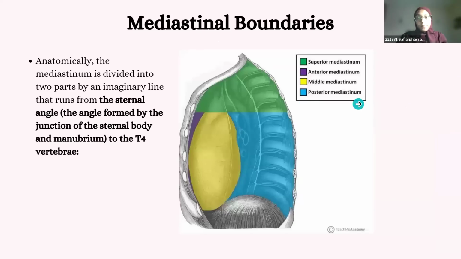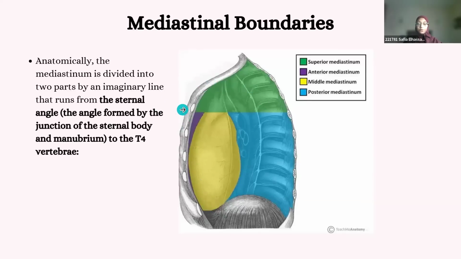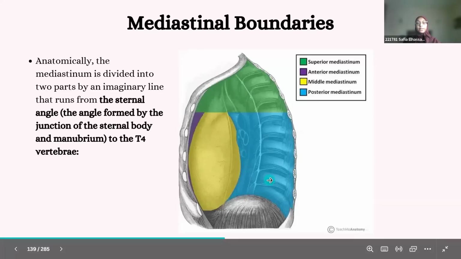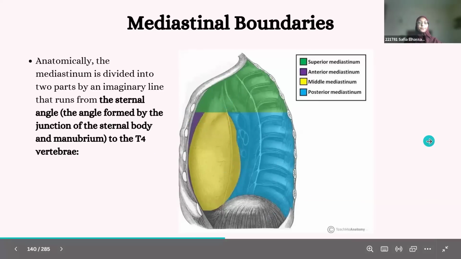All right, so let's talk about the boundaries. So first of all, the mediastinum can be divided into superior and inferior by an imaginary line. This imaginary line would run from the sternal angle, which we talked about earlier, all the way to the T4 vertebra. Anything above this line would be considered superior mediastinum, and anything below this line would be considered inferior. And when it comes to inferior, you can further divide that into anterior mediastinum, middle mediastinum, and posterior mediastinum.